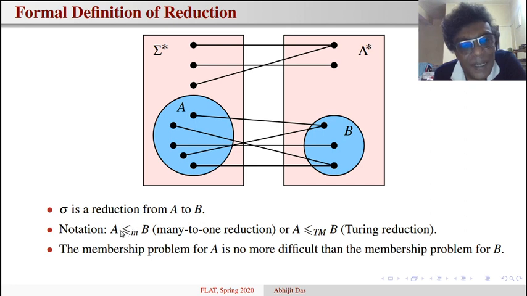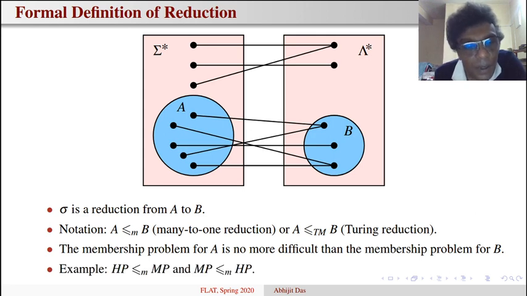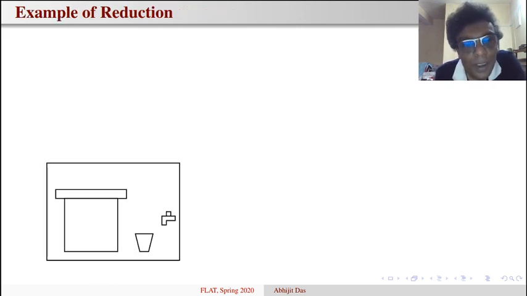The implication of this less than equal to sign is that this shows that the membership problem for A is no more difficult than the membership problem for B. And here are two examples. We have already seen two examples of reductions. The halting problem reduces to the membership problem, and also the membership problem reduces to the halting problem. Okay, so in order to explain this less than equal to sign, let us look at this real life example of reduction.